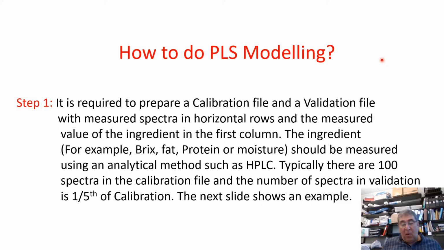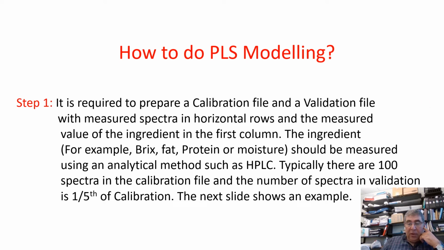So you would divide all your data into two parts, a validation and a calibration. The calibration typically has about 100 spectra, and you need to have a wide range of values in that file. And the validation typically about one-fifth of that. So, for example, 20 spectra with the same range. So you need these two files to come up with an estimate of the error that your model would provide, so that then you can apply it to new samples that you don't know the values of.